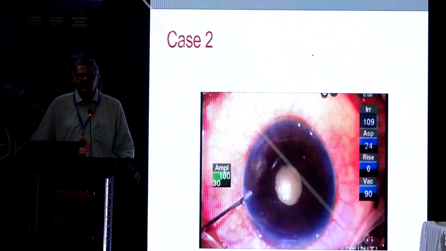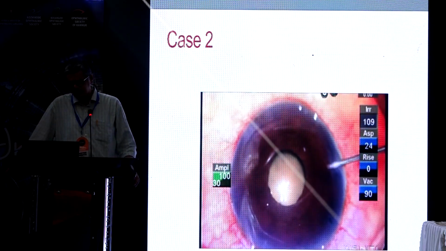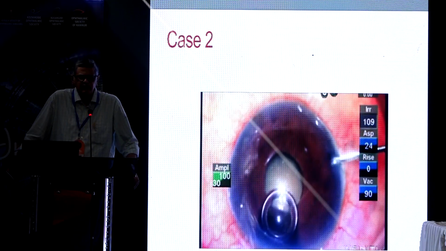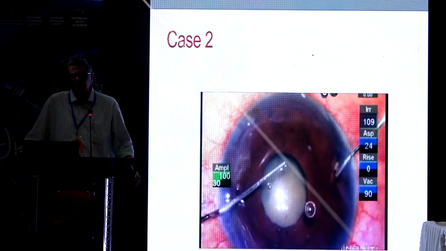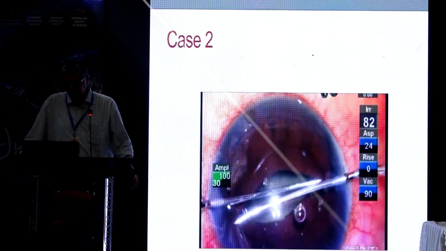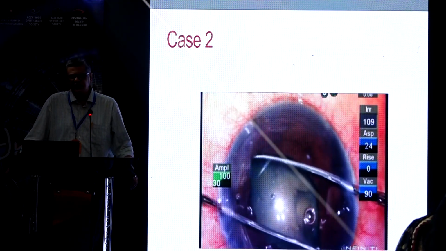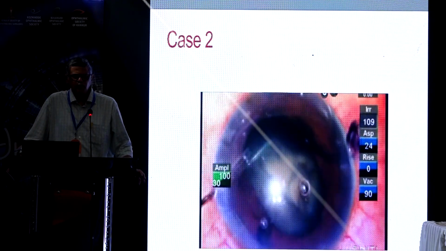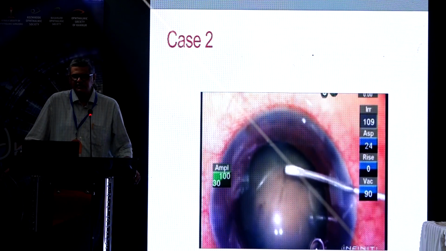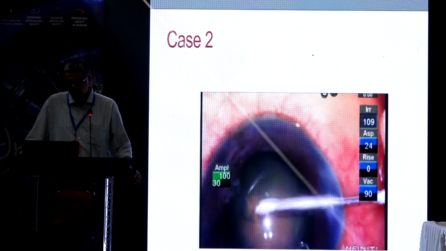I actually did not expect this much of zonule weakness, so I decided that I'll stain the capsule and then go ahead with the Kuglen hooks and dilate the pupil. So that much I did, and after the dilatation with Kuglen hooks, this pupil dilated pretty well. But once I started doing the rhexis, I found out that the entire bag was moving around.